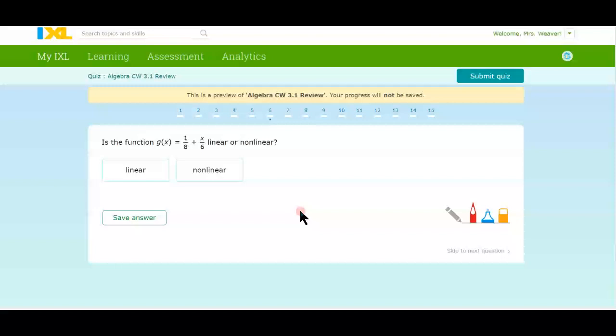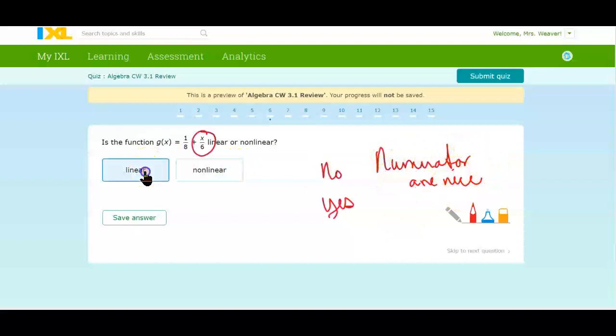None of those. So we do have a fraction. Is our variable in the denominator? No. Is our variable in the numerator? Yes. Is the numerator a problem? Numerators are nice. You can write that down as your written work. Numerators are nice. This is linear. So it's linear, and we can move on.